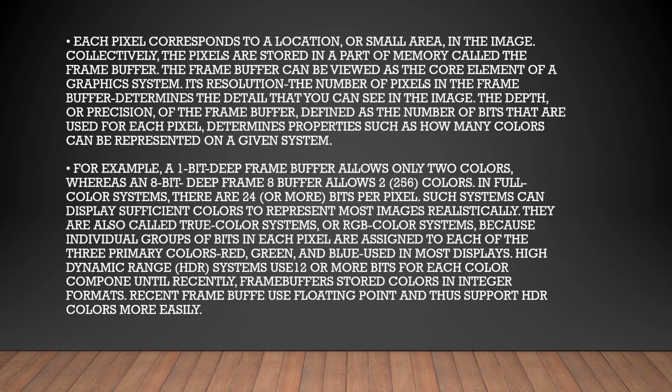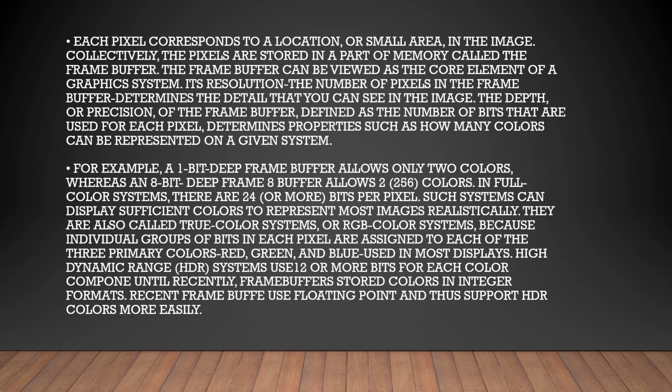In a full color system, there are 24 or more bits per pixel. Such systems can display sufficient colors to represent most images realistically. They are also called true color systems or RGB color systems because individual groups of bits in each pixel are assigned to each of the three primary colors, red, green and blue, used in most displays.